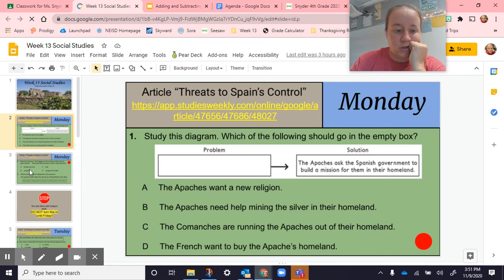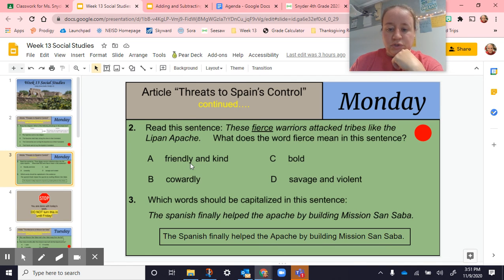And you have 2 pages for Monday, so this has 3 questions total. So number 1, you're looking at this diagram. You've got problem and solution. So the solution says the Apaches asked the Spanish government to build a mission for them in their homeland. And so that's the solution. That's how they're solving the problem. So the part that you're missing is what goes in this empty box. What is the problem? Then number 2, you're talking about this word fierce. So you're reading the sentence. What does the word fierce mean?